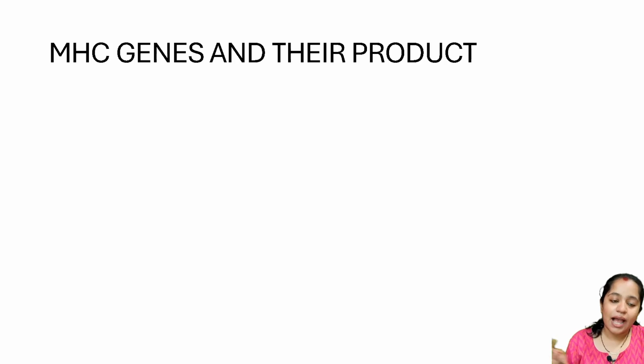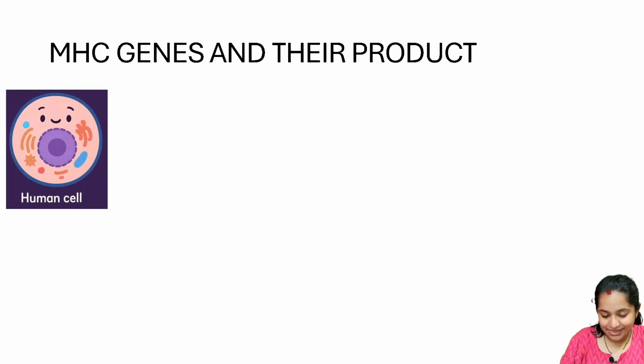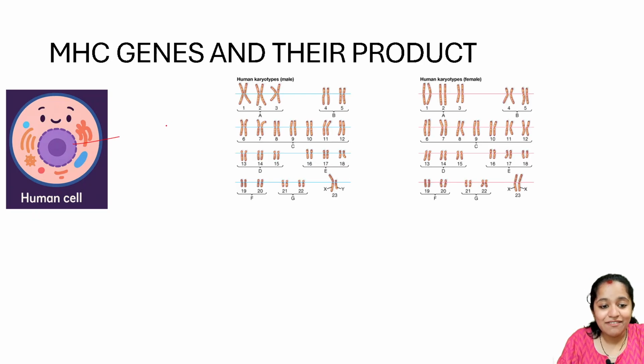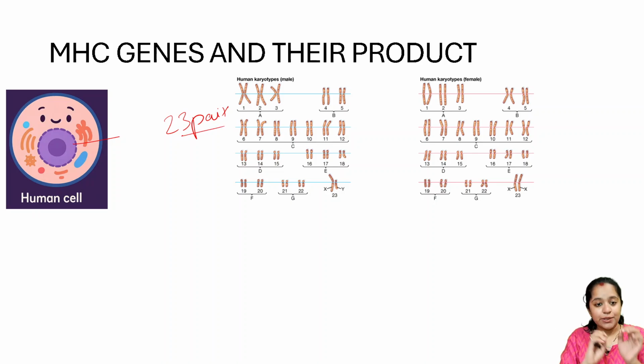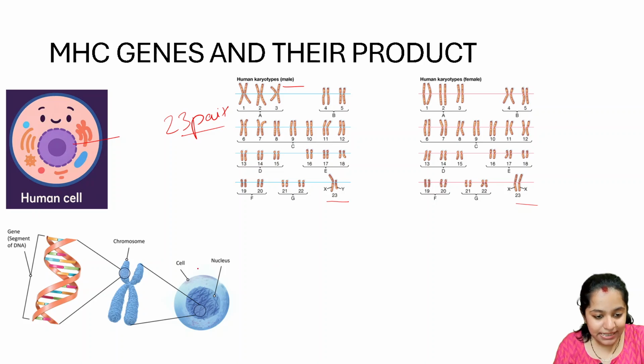Now let's move ahead. Before I go into the MHC genes and their product, let's quickly revise 12th standard genetics. Every somatic cell, I am stressing the word somatic, has in its nucleus 23 pairs of chromosomes. In the male, the 23rd pair is XY and in the female it is XX. Now, the cell has a nucleus and the nucleus has chromosomes.